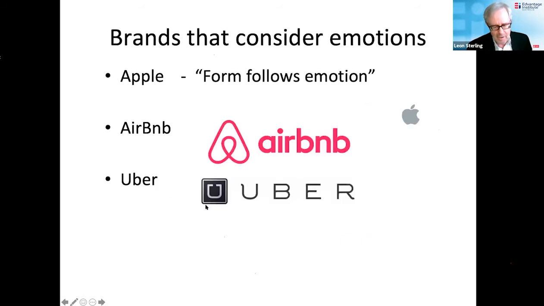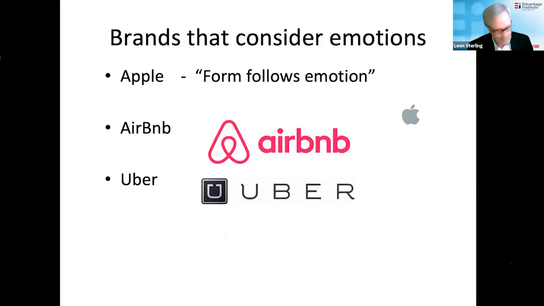Okay, so let me talk a little bit more about emotion, and how you embed it in processes. There are companies that do emotions better than others, and it's worth looking at those which are appropriate. Apple is certainly a company that's been a leader in design, and the original people said form follows emotion. That's been part of it. They want you to have a very positive experience when you interact with the Apple product.